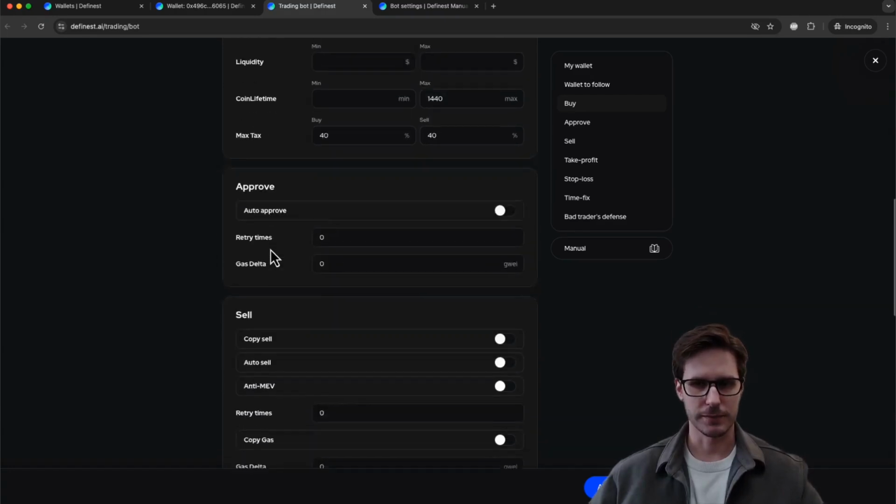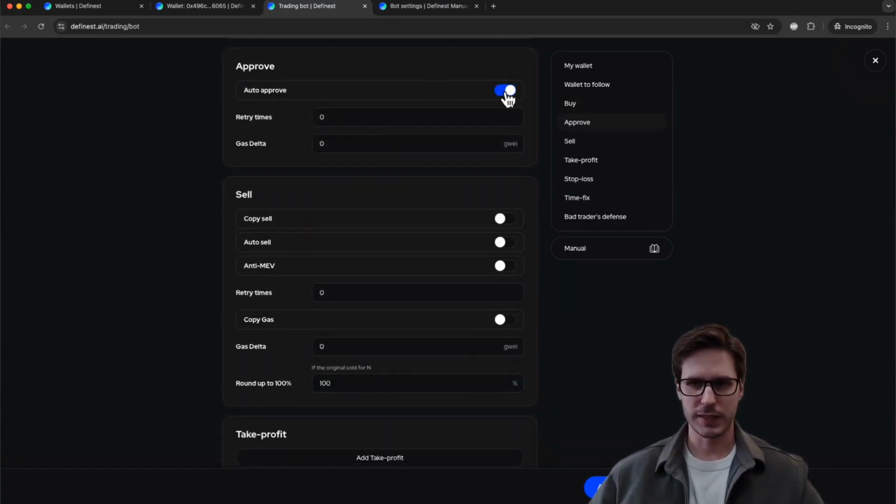Next, approve. Approve is a standard procedure in crypto. For anyone to spend money from your wallet, they need to get your confirmation. So we just turn on approve. Retrieve times 3 GUI. We set everything to a minimum.